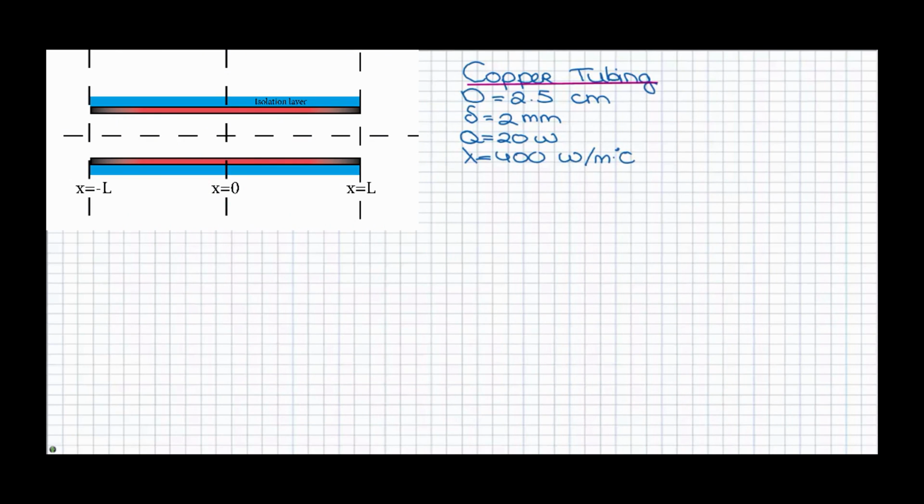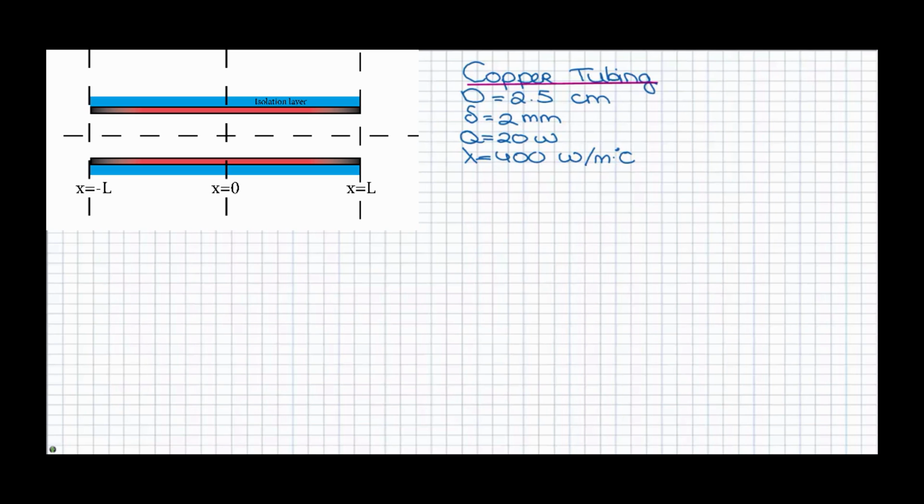To get a more realistic temperature profile, we are going to approach the tube as a cylinder. The length of the cylinder is still 0.5 meters and the outer diameter is 2.5 centimeters. I already wrote it down. And the wall thickness of the tube, so delta, is 2 millimeters. The heat production is 20 watts in the whole tube wall.